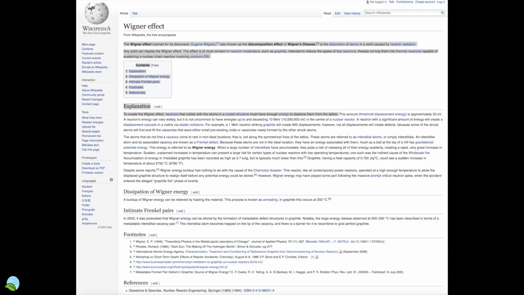That's all I'm saying. Now, the Wigner effect, if you look at the definition, was named after its discoverer, Eugene Wigner. It's also known as the decomposition effect, or Wigner's disease, and is the dislocation of atoms in a solid caused by neutron radiation. Any solid can display the Wigner effect. To create it, neutrons that collide with the atoms in a crystal structure must have enough energy to displace them from the lattice.